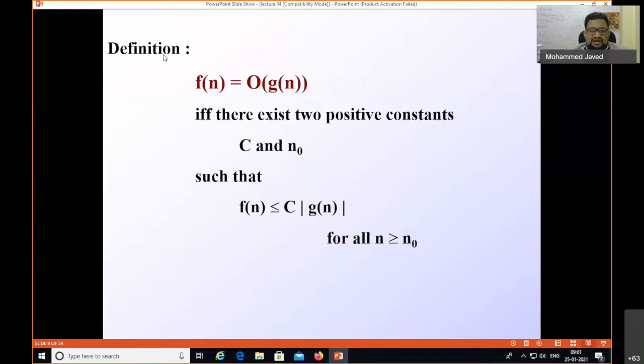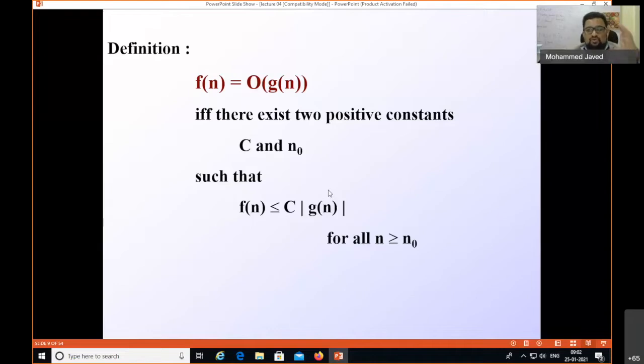Now, when we say that the time complexity f of n is equal to O of g of n, this holds if and only if there exist two positive constants c and n naught such that f of n is less than or equal to c into g of n. This is the worst case time complexity. When we represent big O, the actual computing time of your algorithm should be less than that particular bound. So f of n will always be less than or equal to some constant c into g of n for all n greater than n naught. That is the definition here.